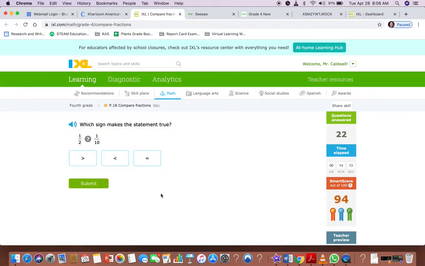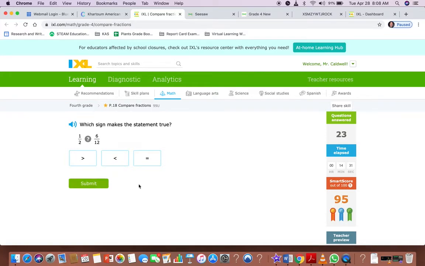All right, which sign makes the statement true? 1/2 is greater than 1/10. Because remember, if the top number is the same, then whatever one has the smaller number on the bottom is going to be greater.